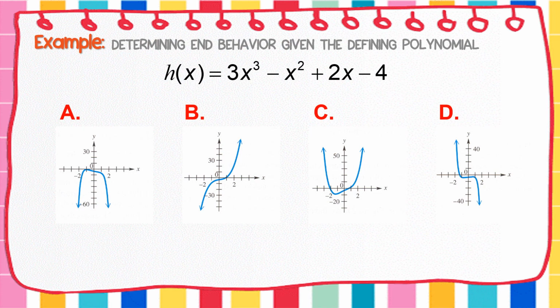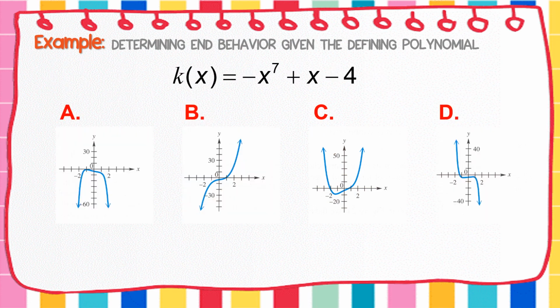Next, determine the end behavior ni h of x. Leading coefficient natin is 3, and this is positive. Our degree is also 3, and this is odd. So, alin dyan? Positive odd. So, that is falling, rising. Letter D. Okay, very good.